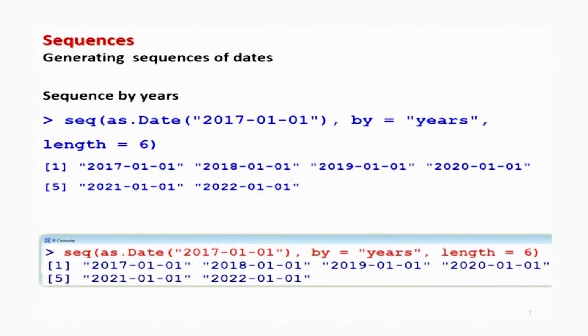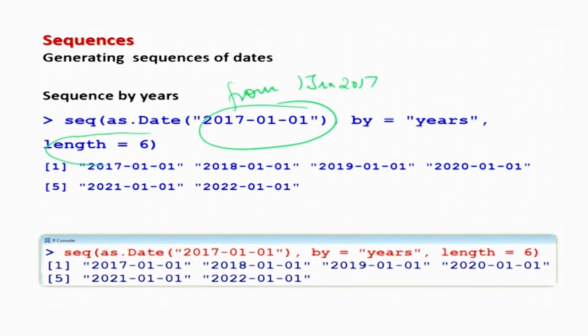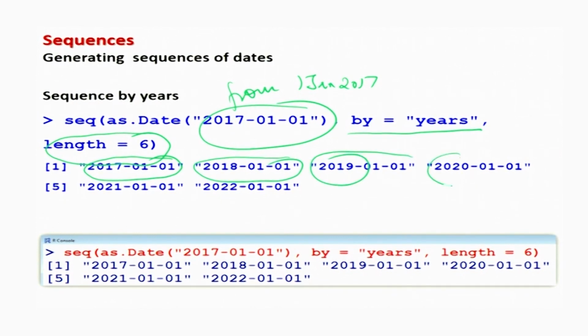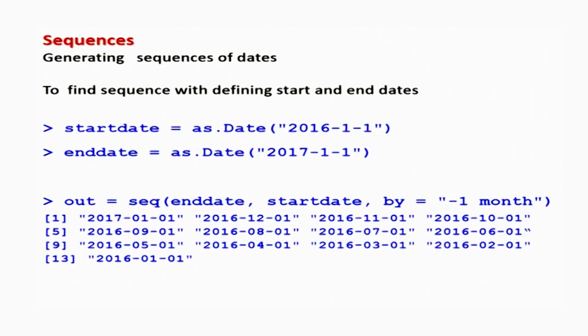Similarly, in the same example, suppose instead of monthly dates I want to get annual dates, starting from 1st of January 2017, and I want to generate 6 dates. So the length is going to be 6, and I want to increase the date with respect to years. I say it like this, and the outcome is 1st January 2017, 1st January 2018, 2019, 2021, and 1st January 2022. And you can see this is the screenshot. This is not a very difficult thing to do. You just have to understand how things are going to happen.